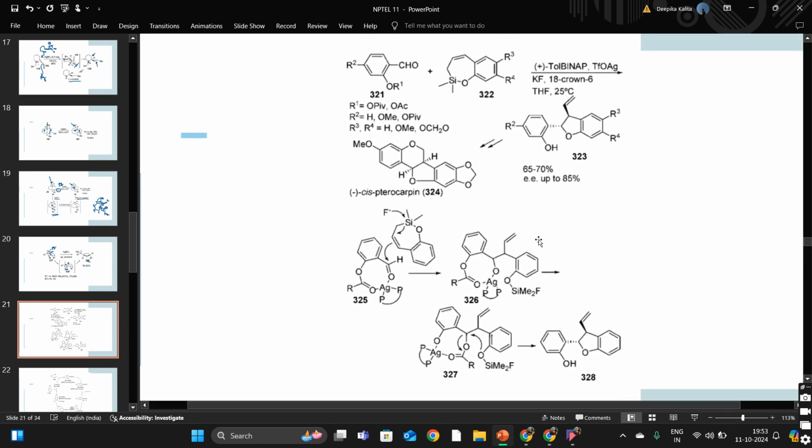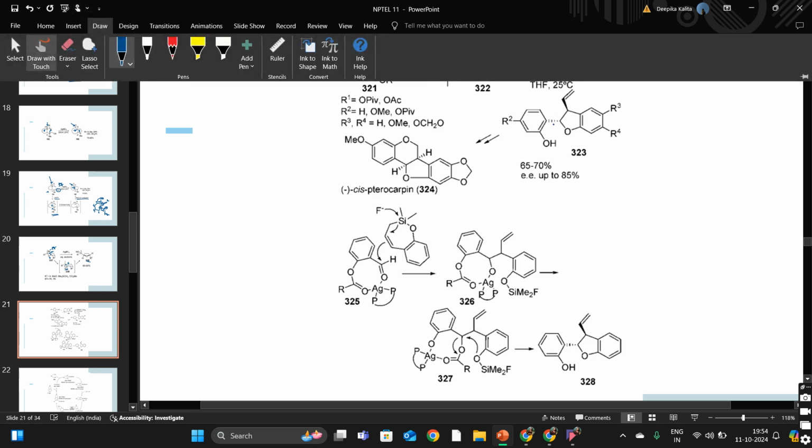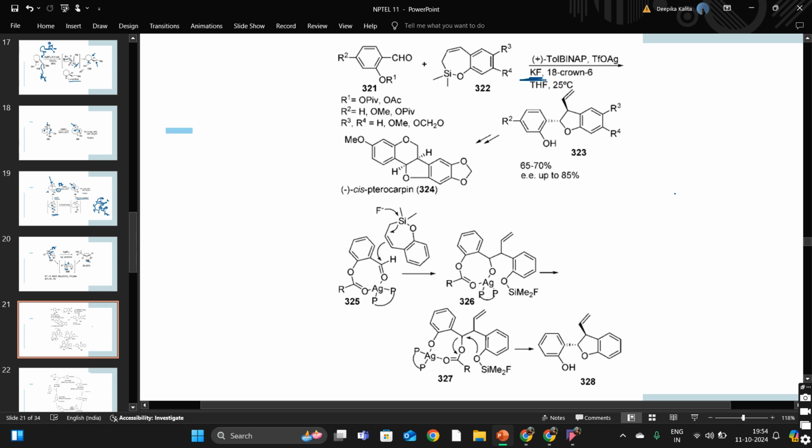Now moving to this next question, where again silver is catalyzing this reaction between aldehyde and this silyl containing bicyclic moiety. Okay, so this reaction mechanism might look a little difficult to you, but if you try to understand it step by step, then we will know how the atoms are playing their parts in the reaction mechanism. Okay, so the reaction mechanism starts with attack of fluoride from KF at this silicon.